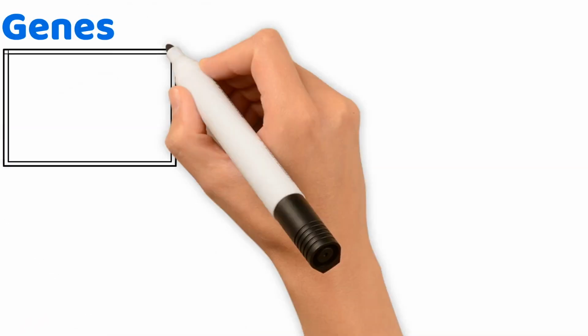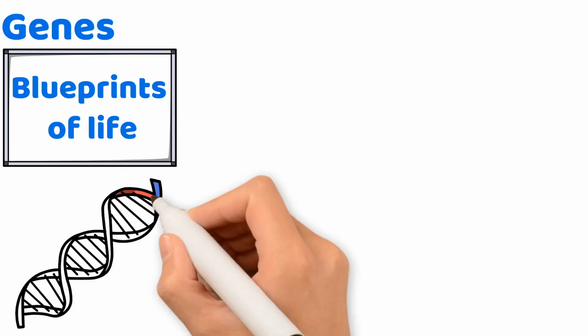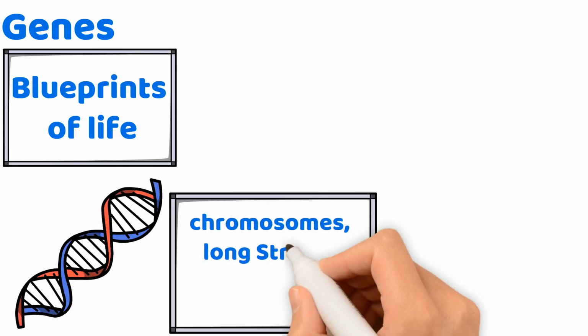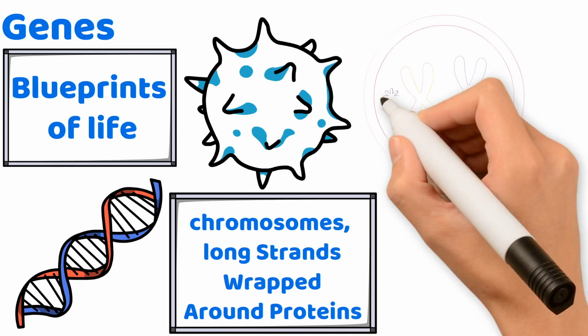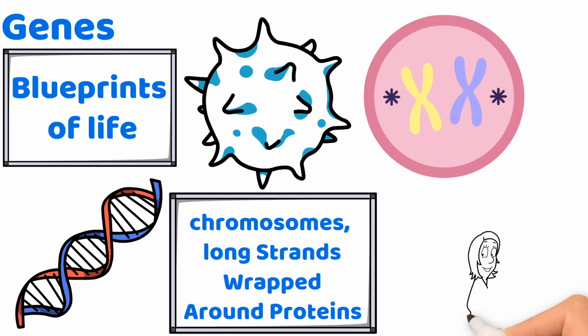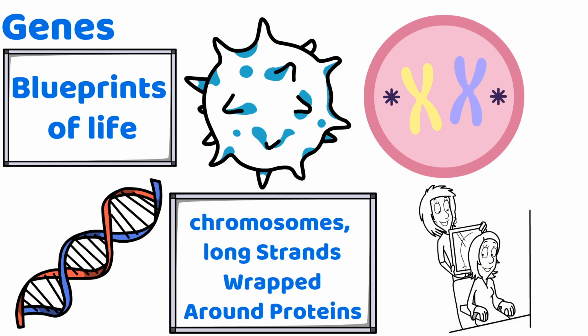Genes are the blueprints of life. These segments of DNA reside on chromosomes, long strands wrapped around proteins, and are found in the nucleus of every cell. Each gene holds instructions for making proteins that determine everything from your hair color to your height.